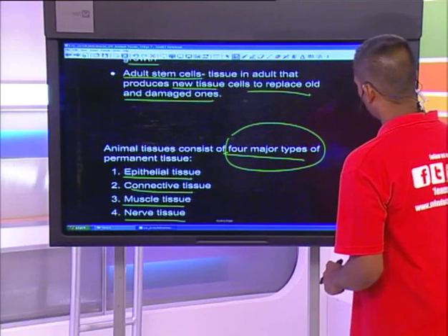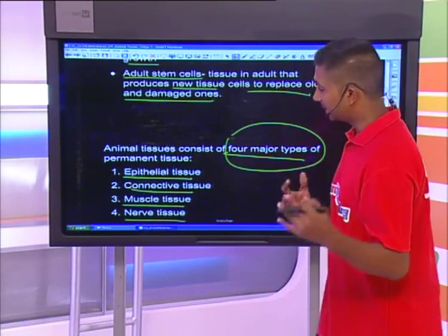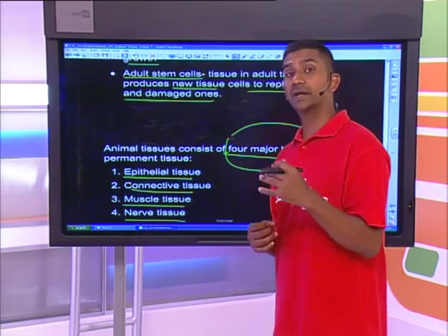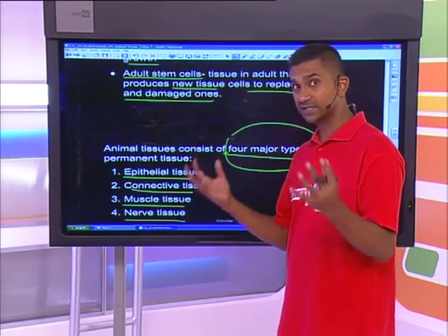Okay, so we're going to go for a break, and when we come back, we're going to be actually cutting up an organism to look at the different types of tissue. So we'll try and see the tissue.